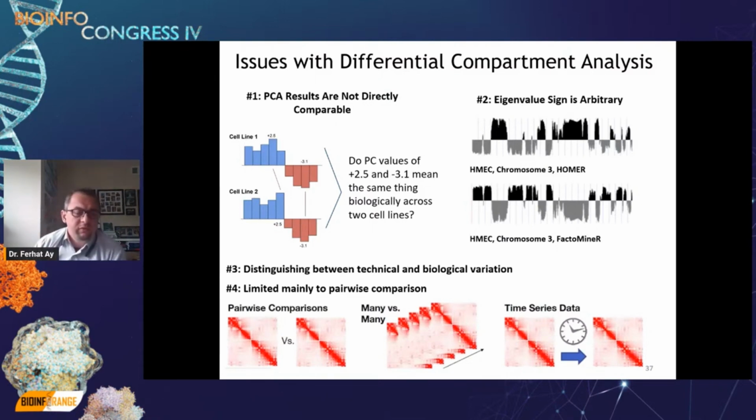those values may not be scaled. The sign is completely arbitrary. Sometimes you put it in one method and this is plus and this is minus, and in another package it's completely arbitrary, which makes sense. Then you need to really flip it. There is also the issue of distinguishing between technical and biological variations. Using the replicate information hasn't been properly done, and the comparisons were mainly limited to pairwise, and now we have many data sets and time series and so on.